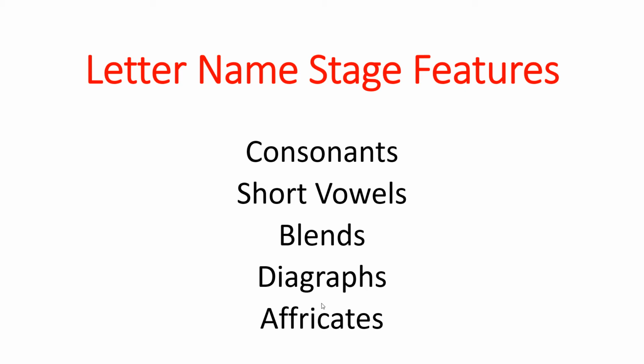So really in this class, since it's not a linguistics class, I'm going to ask you to remember that there are times when DR and TR at the beginning of words make that chirping sound. Like in the word dragon and try, little chirping sounds. Those are our 5 features in letter name stage.